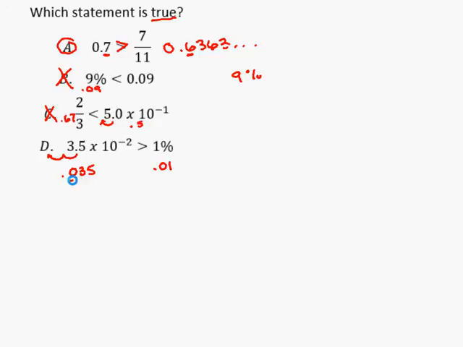Well, the 0, so far they're tied. Then we have a 3 and we have a 1. So it looks to me like 0.035 is indeed greater than 1%. So this is an answer as well. So really, the way this question is worded, it shouldn't say which statement is true. It should say which statements are true.